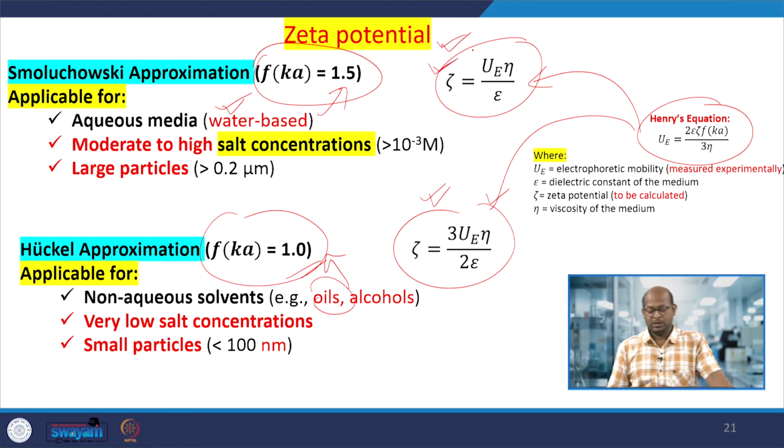So once we know the electrophoretic mobility, the viscosity of the medium, and the dielectric constant of the medium, if you know these components, then we can find the zeta potential experimentally.